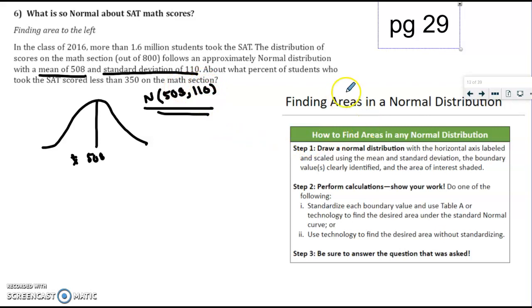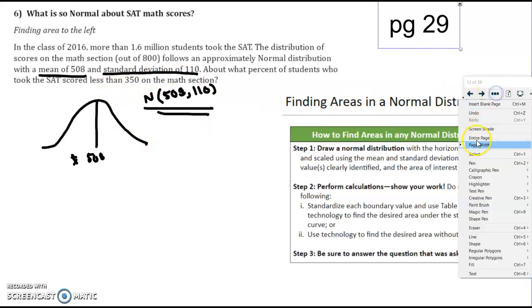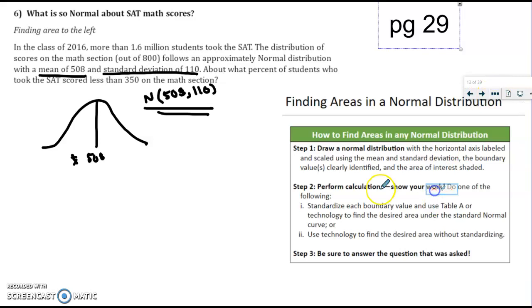Okay? All right, so in this case, we're trying to find out about what percent of students who took the SAT scored less than 350 on the SAT. So if I were to look at this curve, I'm going to roughly sketch 350. We'll say that 350 is right here, okay? And we're trying to find the probability of a score less than 350. So we're looking at this area right here. And we want to find out what that is.